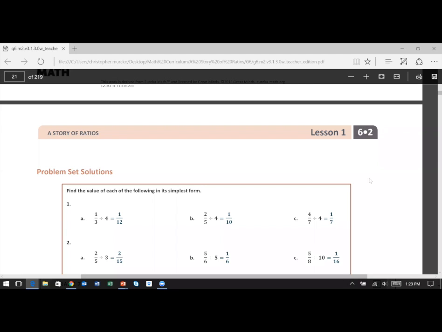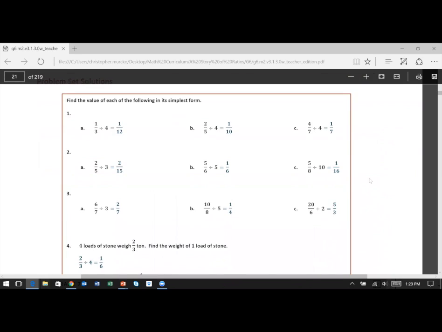Most lessons contain a problem set to reinforce the core instruction, not just problem set lessons. You should use these problems as necessary for work in class and homework.